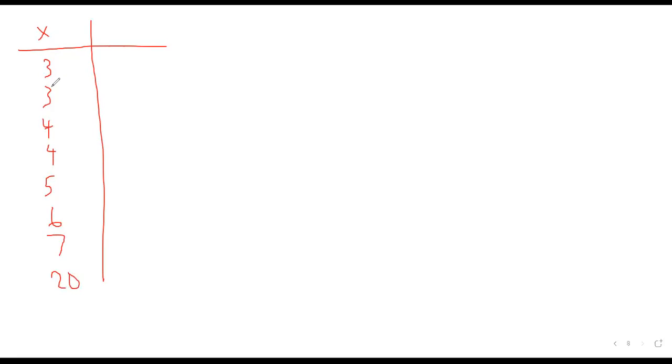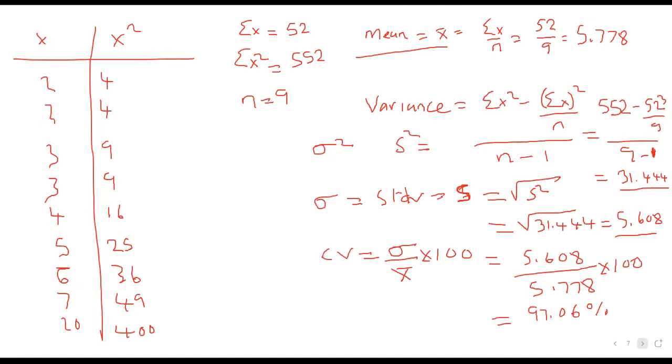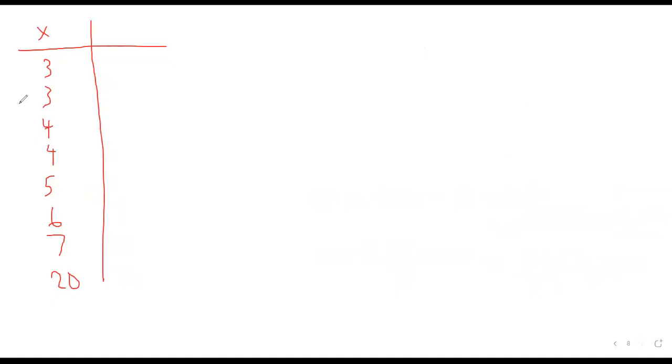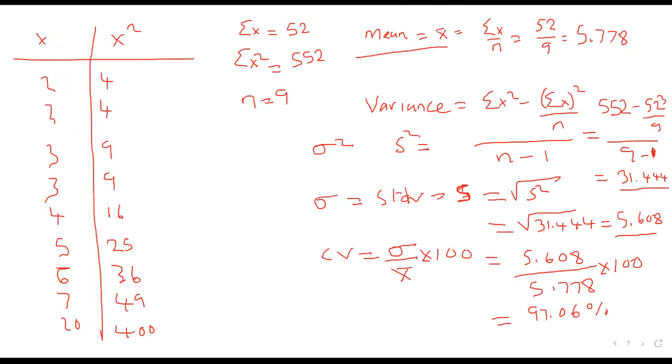All right, so we're given the values of x. Again, we had 3, 3, 4, 4, 5, 6, 7, and 20. We have 1, 2, 3, 4, 5, 6, 7, 8. Which number has been omitted? 2, 2, 3, 3, 4, 5. Okay, so we have 2, 2, 3, 3, 4, 5, 6, 7, and 20.